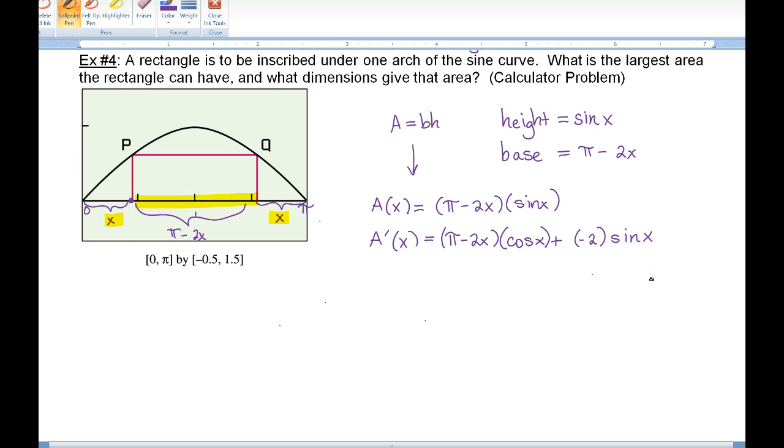Let me just clean this up a little bit. So it's going to be pi cosine x minus 2x cosine x minus 2 sine x. So I want to set this equal to 0.